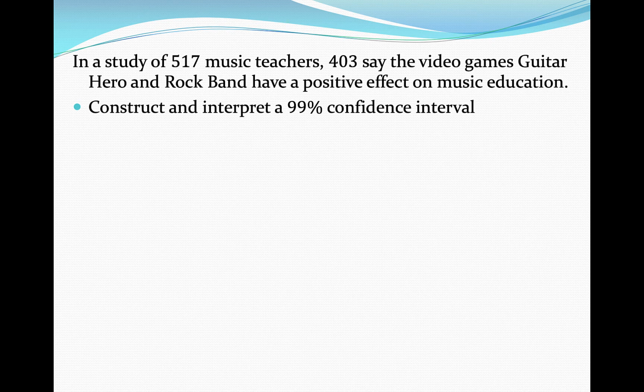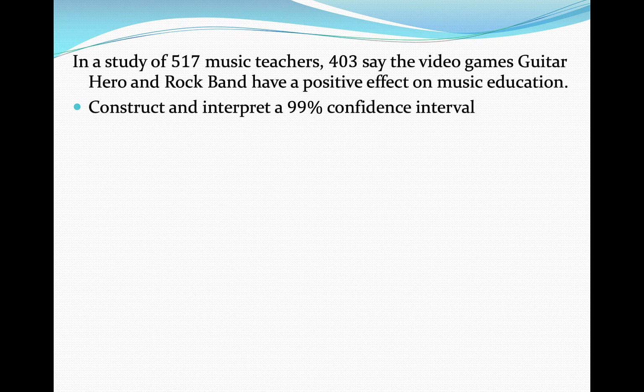So when you read that problem, you have to recognize that this is not a mean problem. The big indicators is there is no standard deviation, and of course, it doesn't give you any kind of mean. Instead, it basically says 403 out of 517. So that tells you this is a proportion problem.